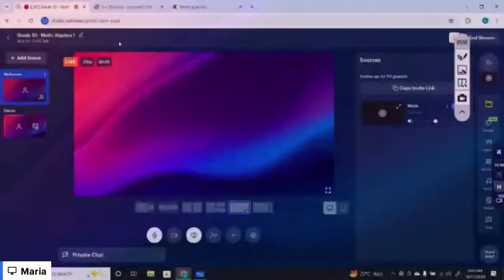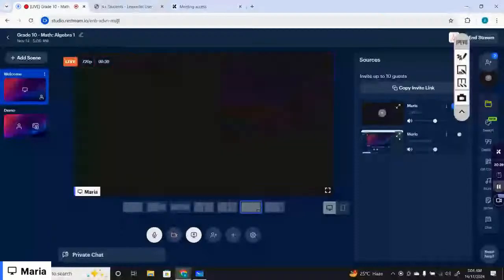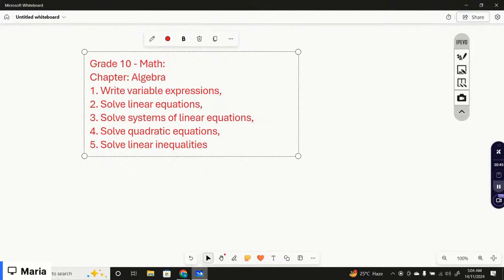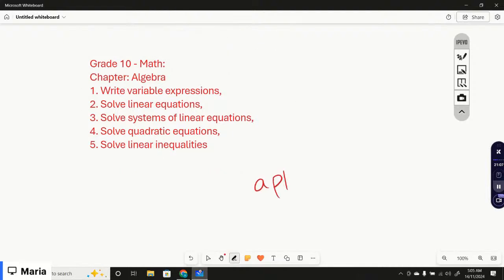We are here for grade 10 math. You can find all the lessons on A plus student. You have to log in there using your email address and password as provided by the administrator. Then you have to select math from the subject tab.